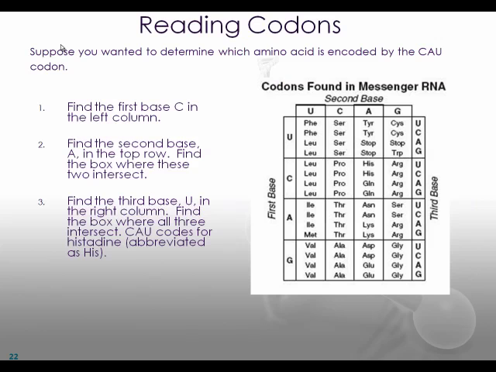Let's practice reading codons. Suppose you wanted to determine which amino acid is encoded by the CAU codon. Find the first base, C, in the left column. Next, find the second base, A, in the top row. Find the box where these two intersect. Find the third base, U, in the right column. Find the box where all 3 intersect. CAU codes for histidine, abbreviated HIS.